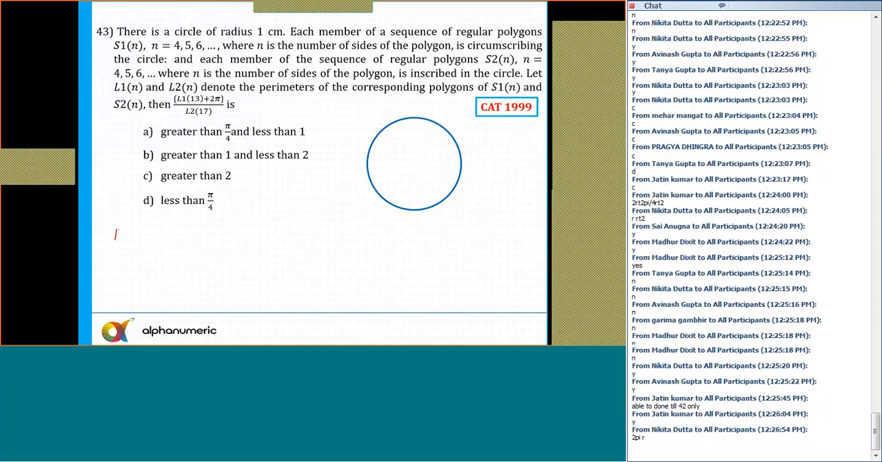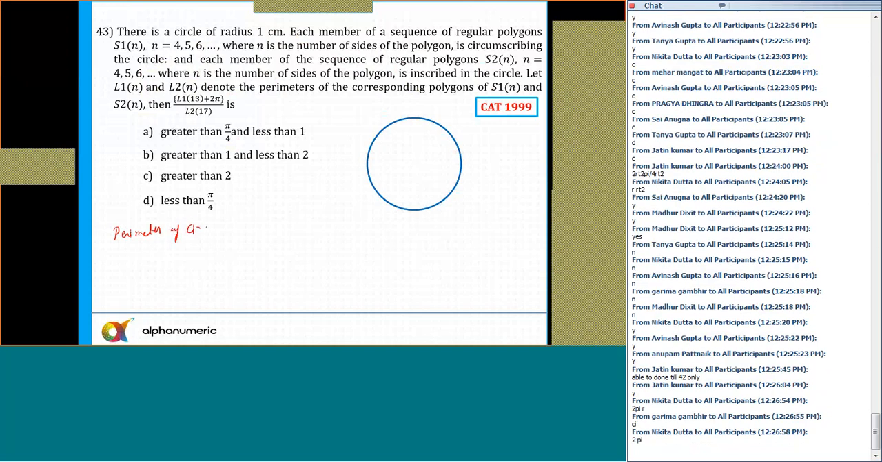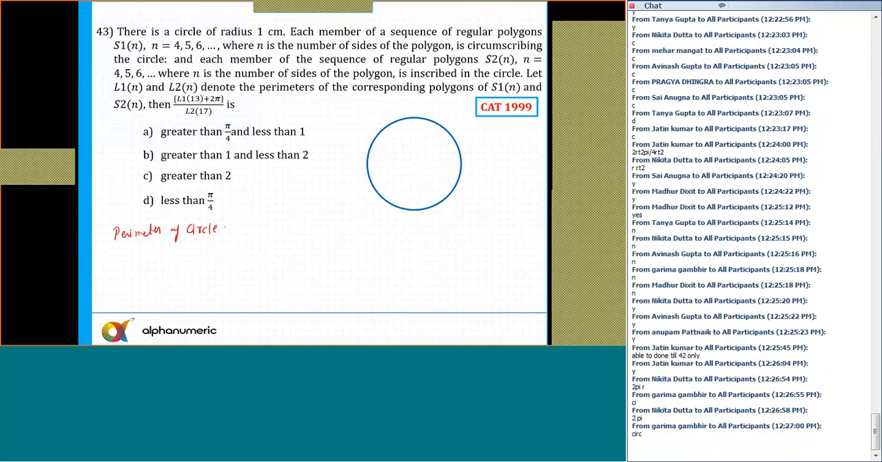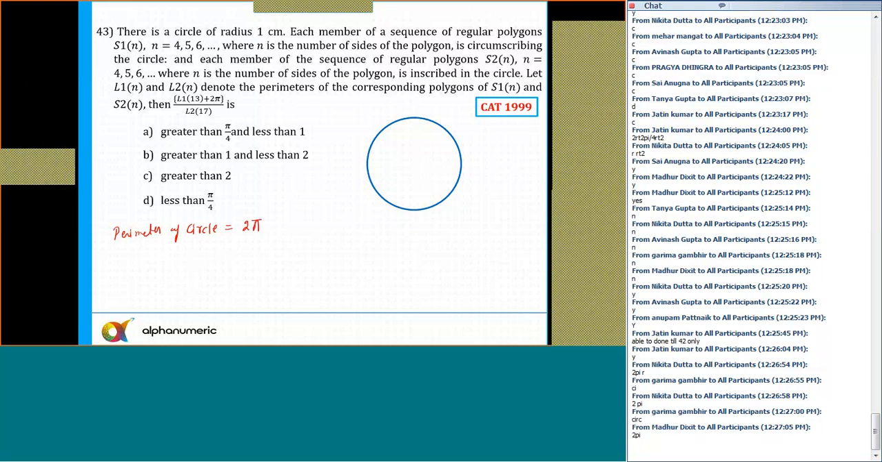Okay, what is the perimeter of a circle? That is 2 pi r. So with radius 1, that would be equal to 2 pi. Yes. Okay. So if I draw any figure which is circumscribing, whether its perimeter will be more than 2 pi or less than 2 pi, can anyone tell me?